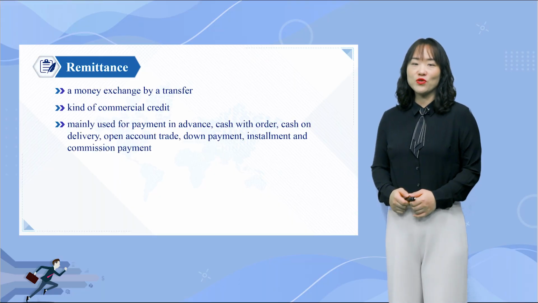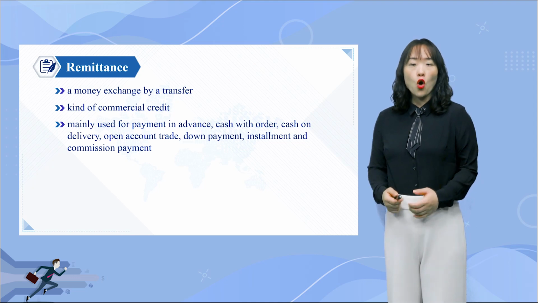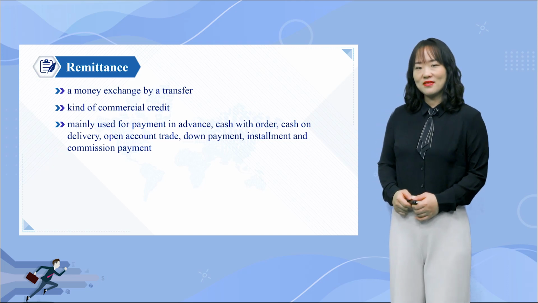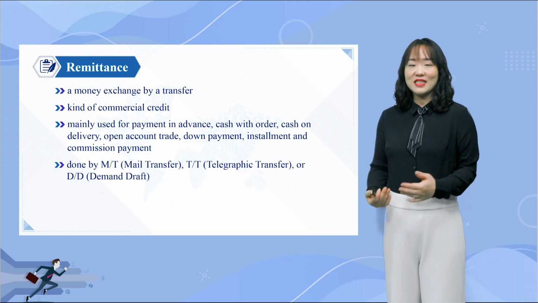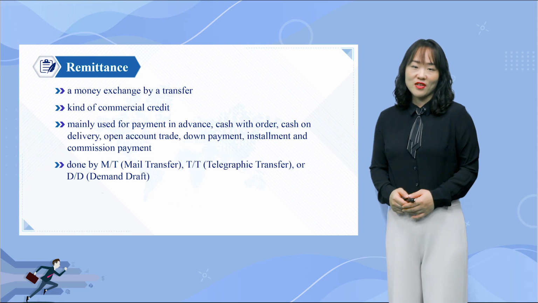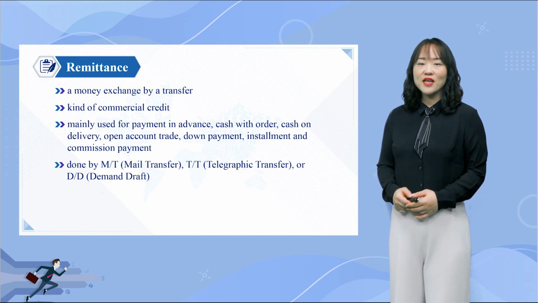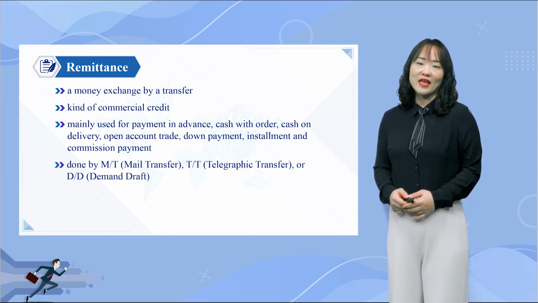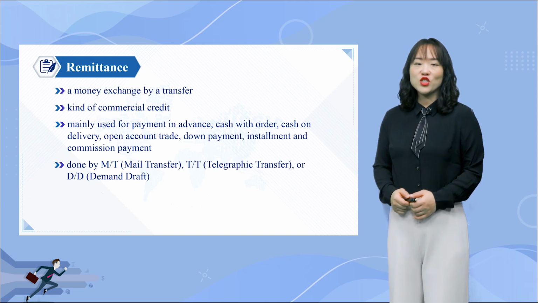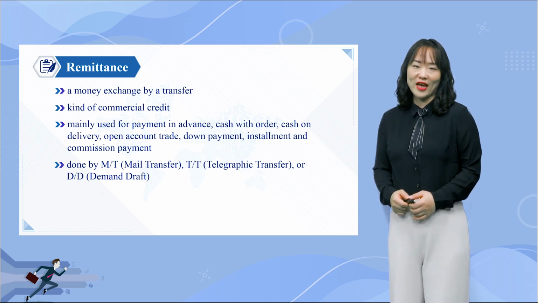Remittance is mainly used for payment in advance, cash with order, cash on delivery, open account trade, down payment, installment, and commission payment. It could be done by MT, TT, or DD, that are mail transfer, telegraphic transfer, and demand draft. Under MT or DD, the bank issues a payment order to the payee via the beneficiary bank, or sends a demand draft directed to the payee. TT is more frequently used in international trade.